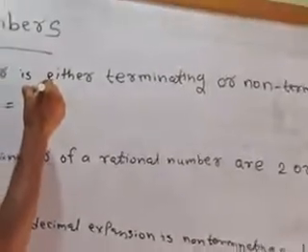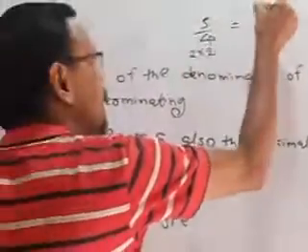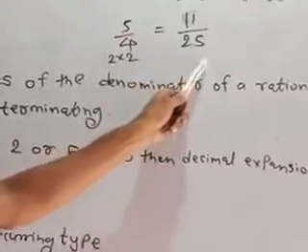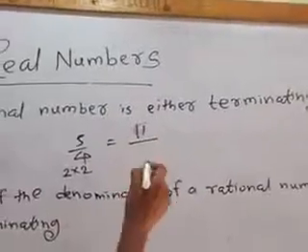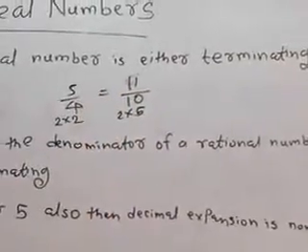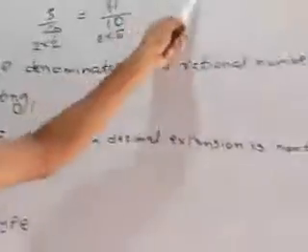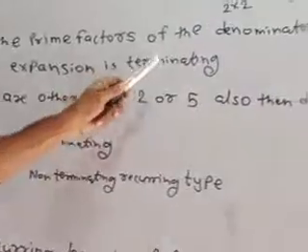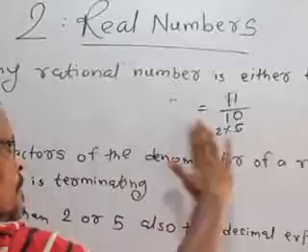Also the division 15 divided by 25 or 11 divided by 25. The factors of 25 are 5 into 5. All 2 or all 5 means it may contain both 2 and 5 also. For example, 10. The factors of 10 are 2 into 5. Prime factors are all 2 and 5, then this also is terminating. That is the first property: the decimal expansion is terminating, so the division will be completed and we get remainder 0.